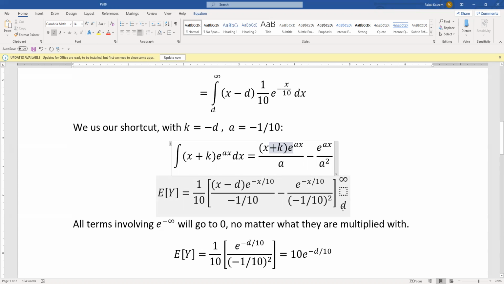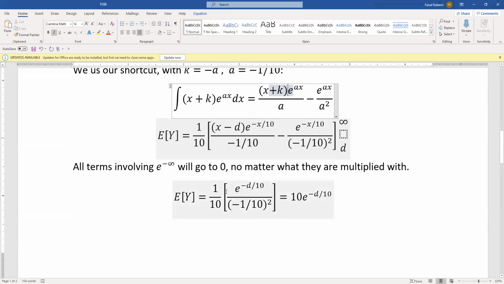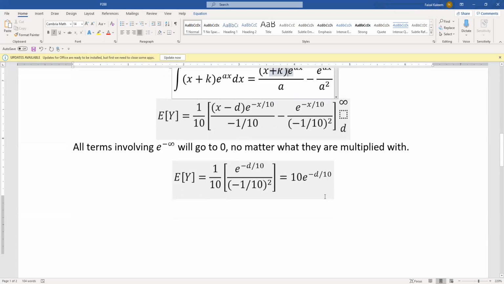And then when you substitute d for the lower limit, the x minus d becomes d minus d, so that's also 0. And now this becomes plus, remember, the lower limit is subtracted, so minus minus means plus. And this is e to the negative d by 10, lower limit is d, divided by 1 by 100. And this simplifies to 10 e to the negative d by 10. So that's E[Y].